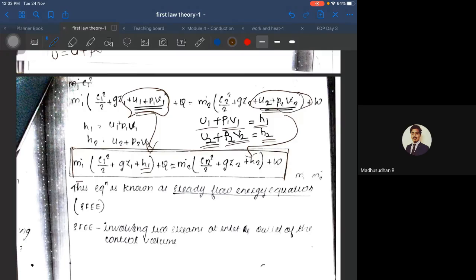When you arrive at the final equation, you get m dot 1 into c1 square by 2 plus g into z1 plus h1 plus q is equal to m dot 2 into c2 square by 2 plus g into z2 plus h2 plus w. So this is the steady flow energy equation. I give you exactly 3 minutes to remember and mug up this equation. I may ask anyone, and your time starts now.